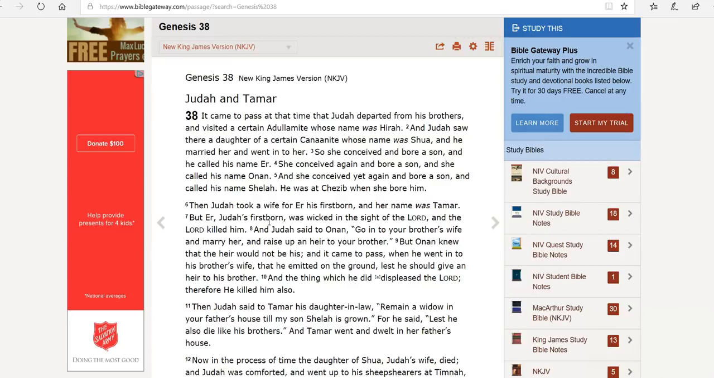So here Tamar has worked her way through two of Judah's sons. Now Judah says, "Tamar, remain a widow at your father's house until my third son, Shelah, is grown," for he said, lest he also die like his brothers. And Tamar went and dwelt in her father's house.